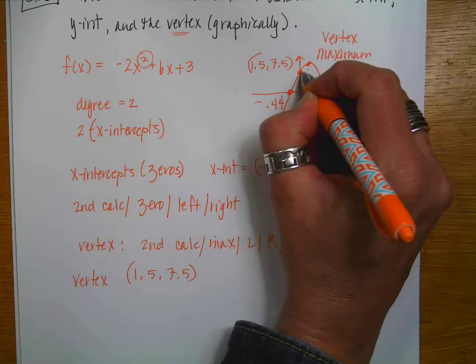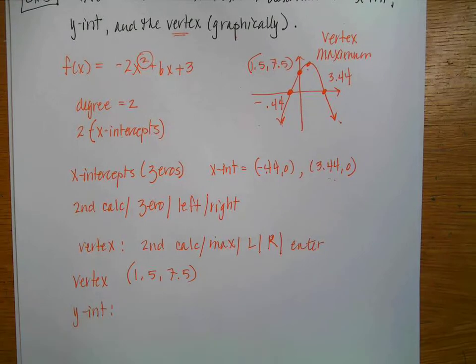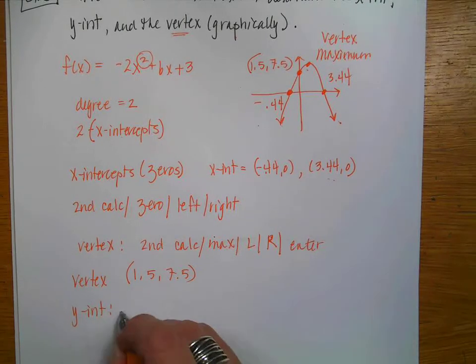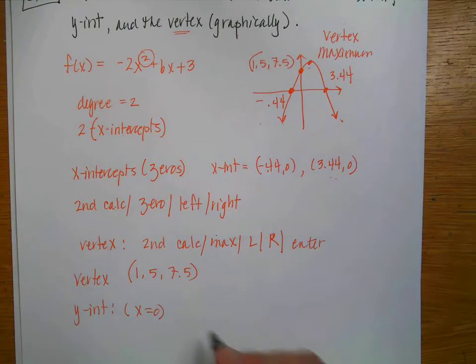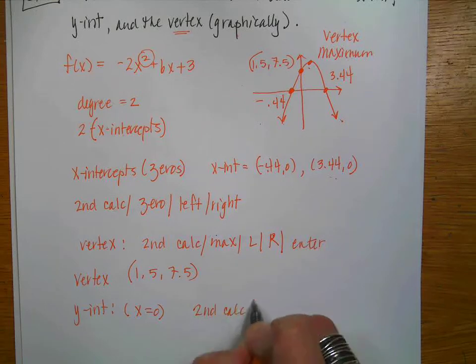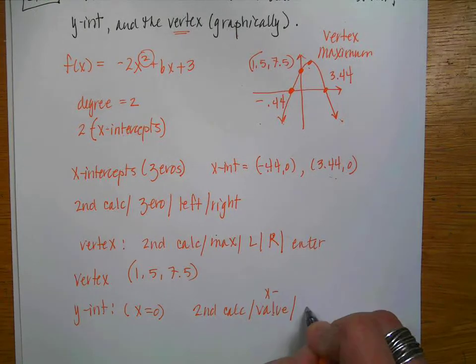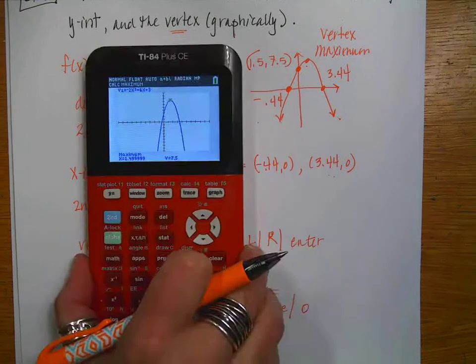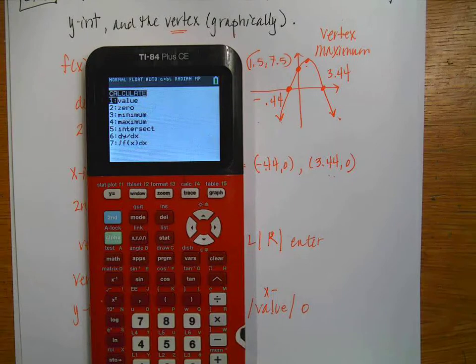Alright, so I lied. We still need to find the y-intercept. So the y-intercept is right there, and we can also find the y-intercept in our calculator. The y-intercept is when x is equal to 0. So if I want to do this in my calculator, I'm going to do second, calculate, and then I'm going to pick value, and it's asking you to enter the x value, and it will give you the y value. So the x value is going to be 0.